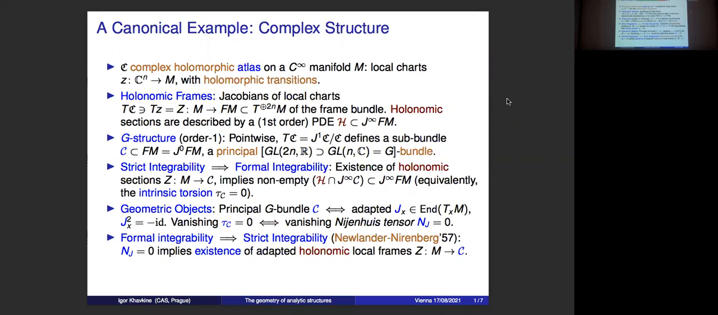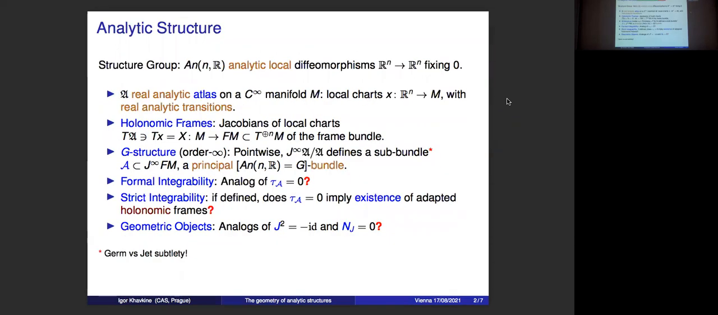And there's a celebrated theorem, the Newlander-Nirenberg theorem, which also tells you that if you have formal integrability, so the vanishing of this Nijenhuis tensor, or equivalently the vanishing of torsion, then that actually implies the existence of local holomorphic frames, which are adapted to this complex structure, which implies strict integrability.